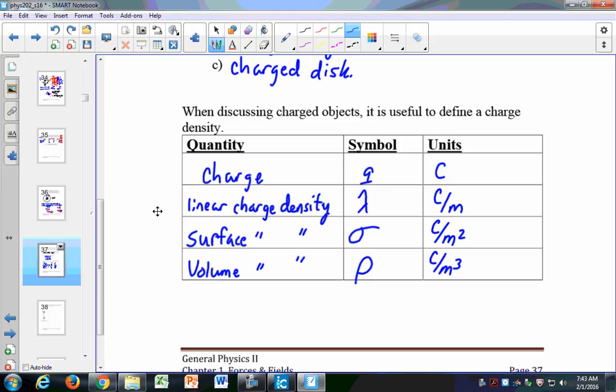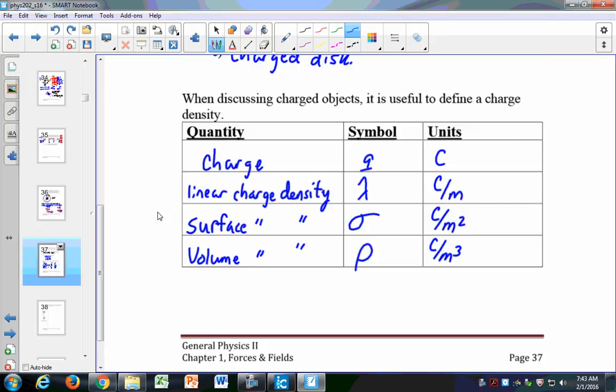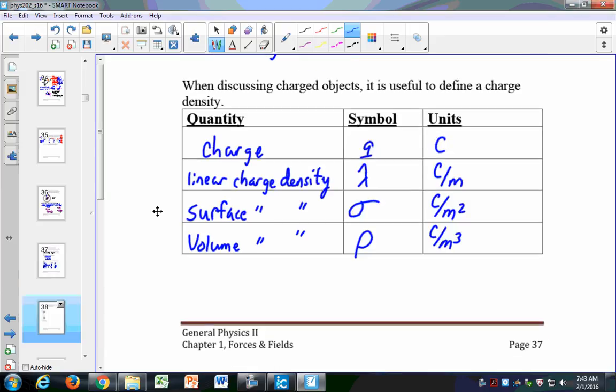Coulombs per meter: if I have a line of charge, how many charges per unit meter? If I have a surface area, like a flat surface, what is the charge per unit area, or coulombs per square meter? And then if I have a three-dimensional object, how many charges per unit volume do we have? We'll use these to actually define the electric field. So I just want to define them right now.